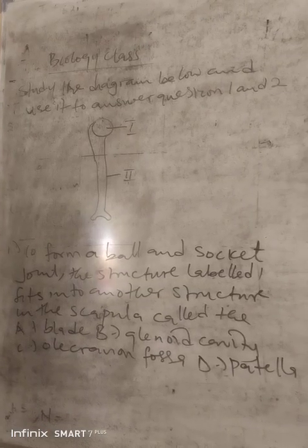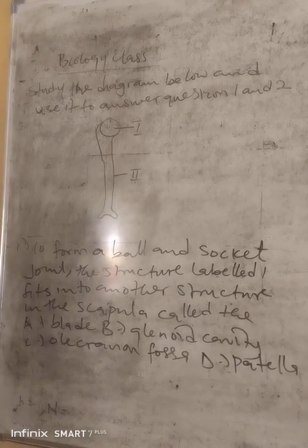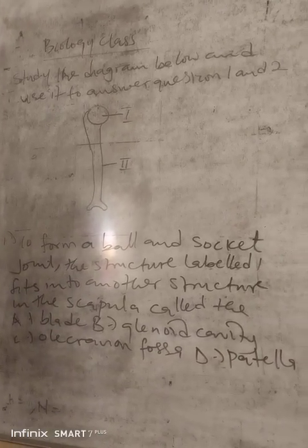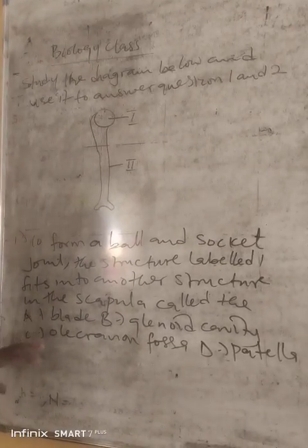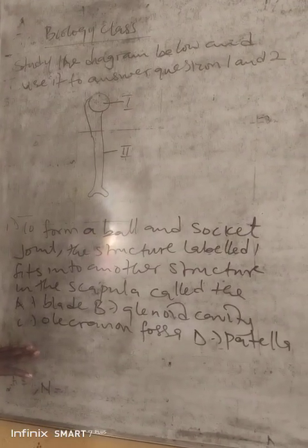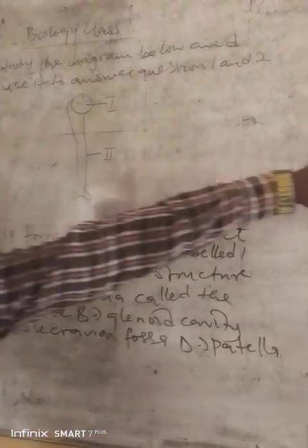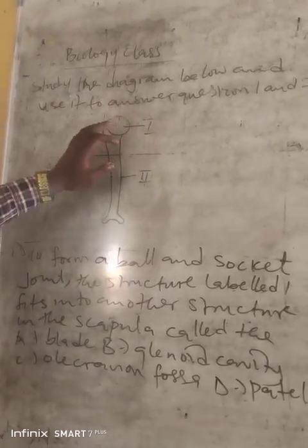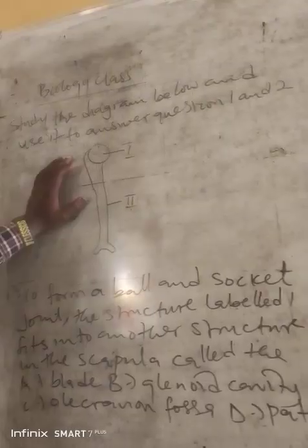I have some selected WAEC questions on tissue and supporting system in animals, on skeleton, bones. This one is a WAEC question from 2008, Question 8. It says, study the diagram below and use it to answer question 1 and 2.